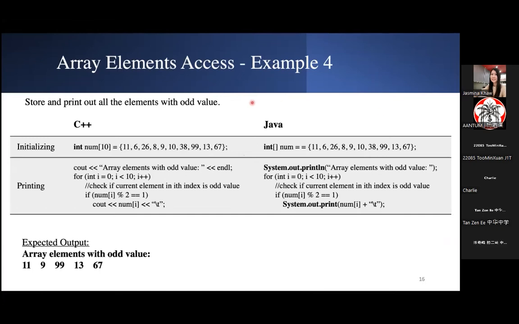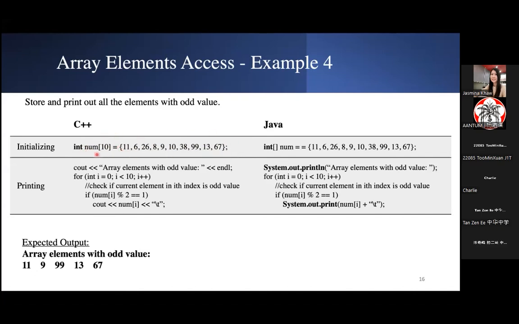Now we look at the example 4. Store and print out all of the elements with odd value. Here we have the initializing of the array and also declaration of the array. We have the data type of integer with the array name of num. Then we have the size of the array of 10. So here we have the initialized value. So 1, 2, 3, 4, 5, 6, 7, 8, 9, 10. We have 10 values that initialize to the array of num.